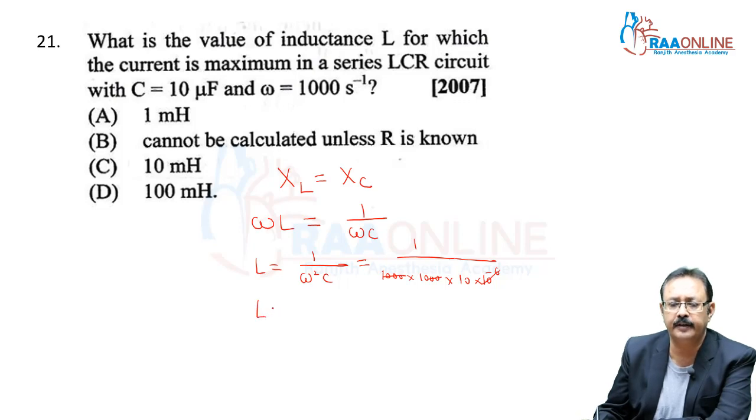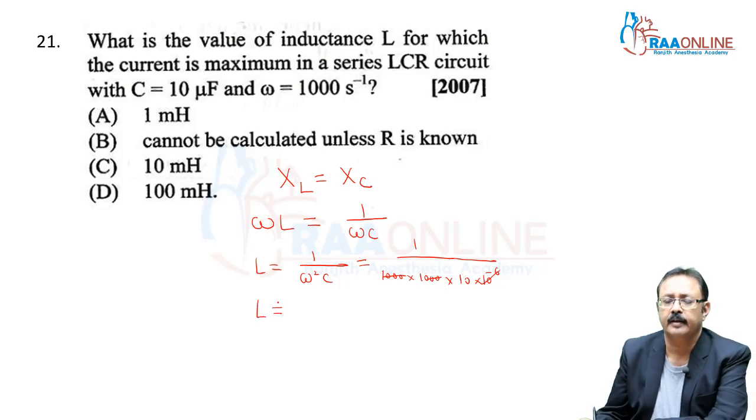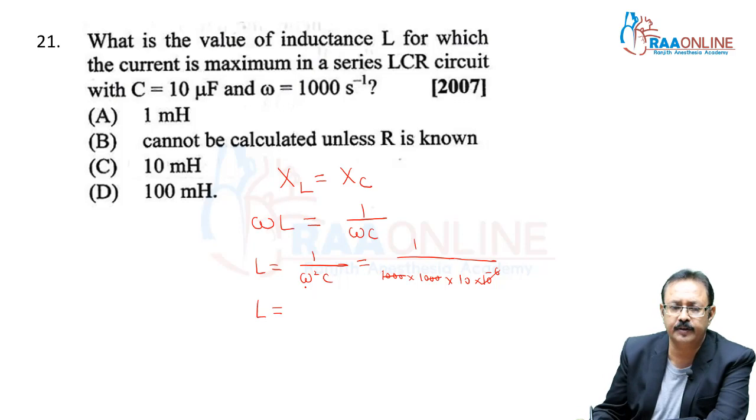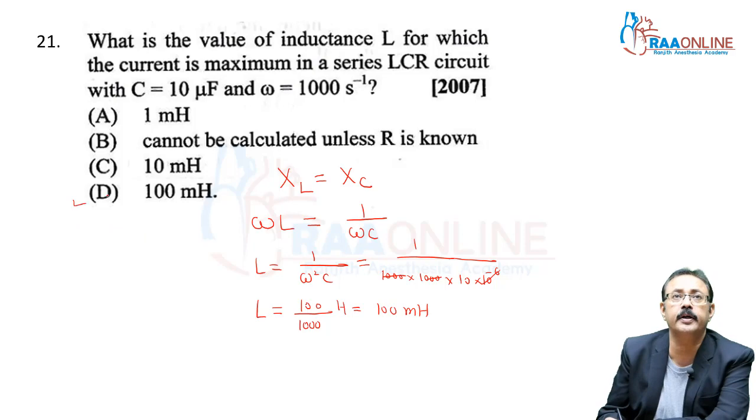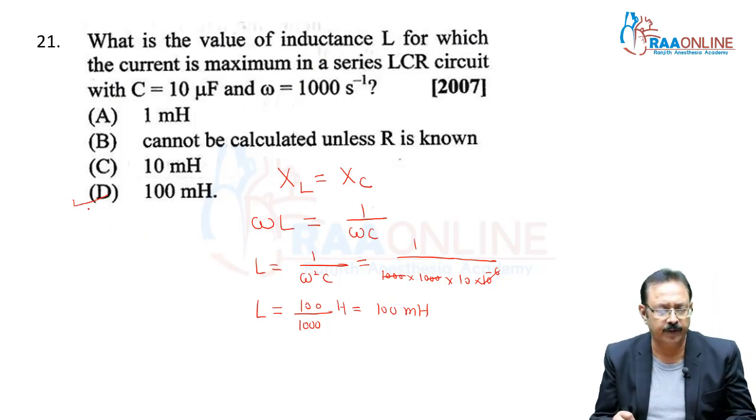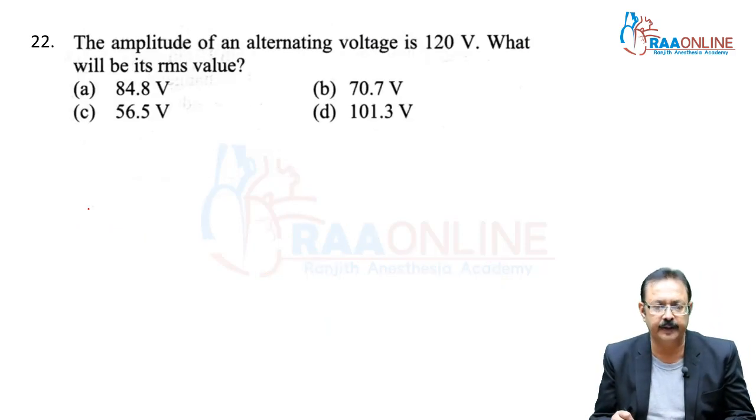Multiply and divide by 100. So what will we get? 100 upon 1000 Henry, means 100 millihenry. So we are going with option D. 21st we are going with option D.